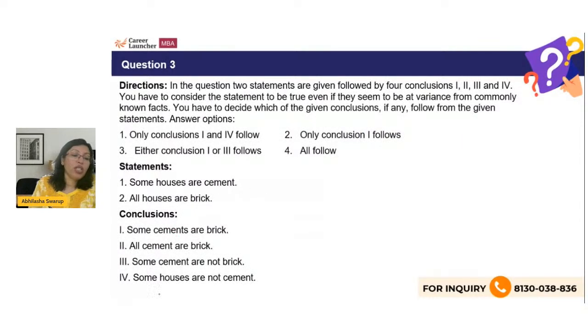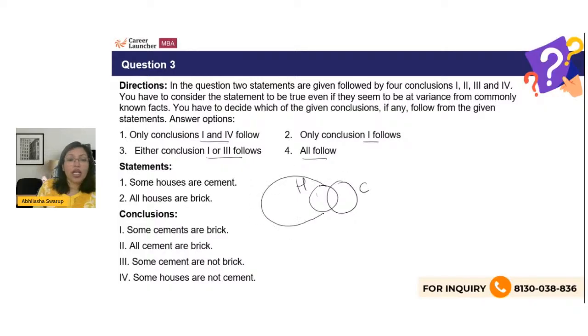Let's look at the next question. The next question they have asked you, they've given you 4 different options. Only conclusion 1 and 4 follow, only conclusion 1 follows, either 1 or 3 follows, or all follow. So let's do this. Some houses are cement and all houses are brick. So some houses are cement. This is house, this is cement, and all houses are brick could be drawn like this. Right? Now let us see.